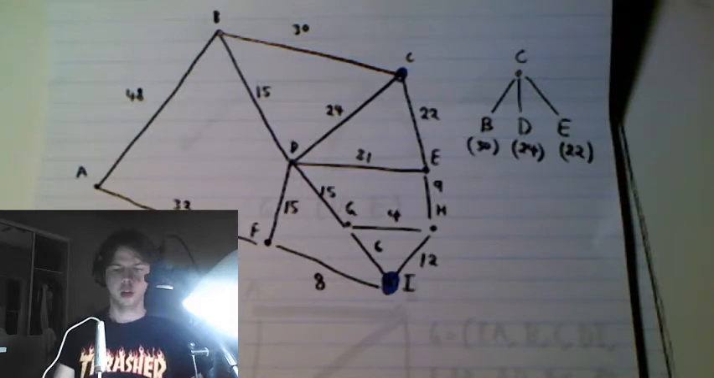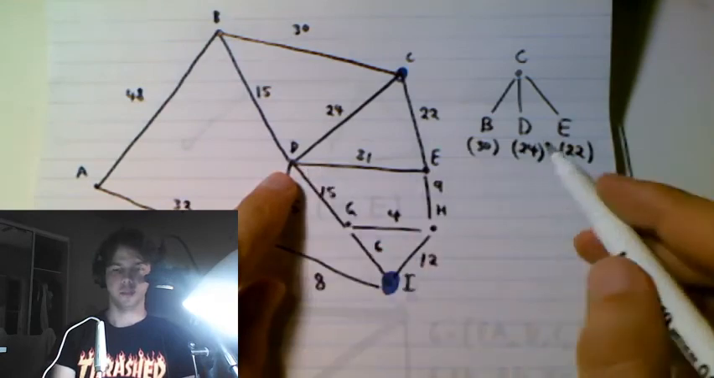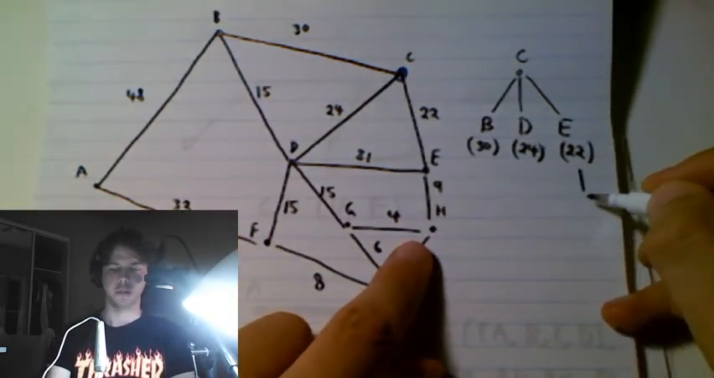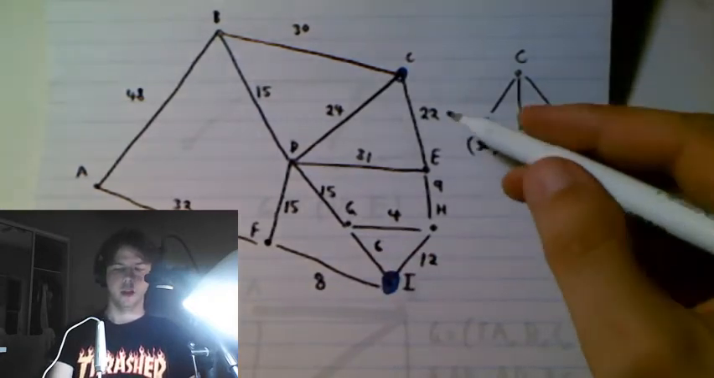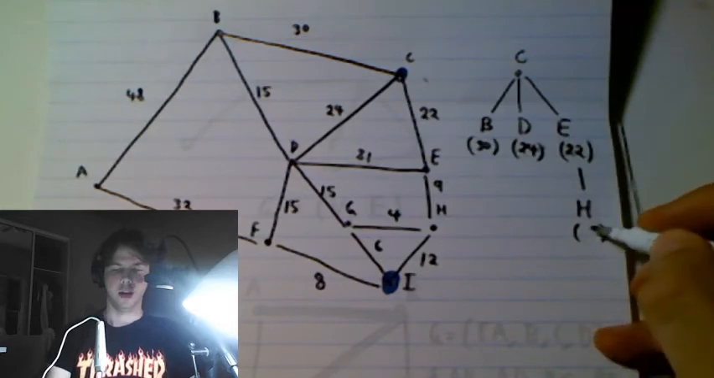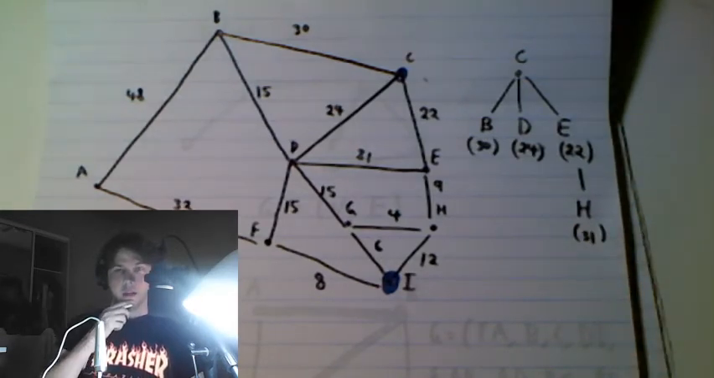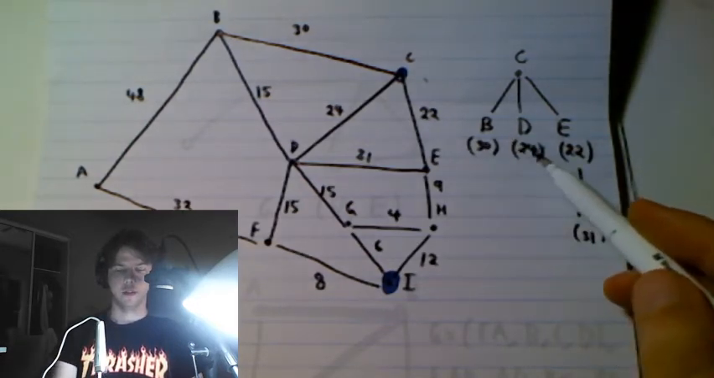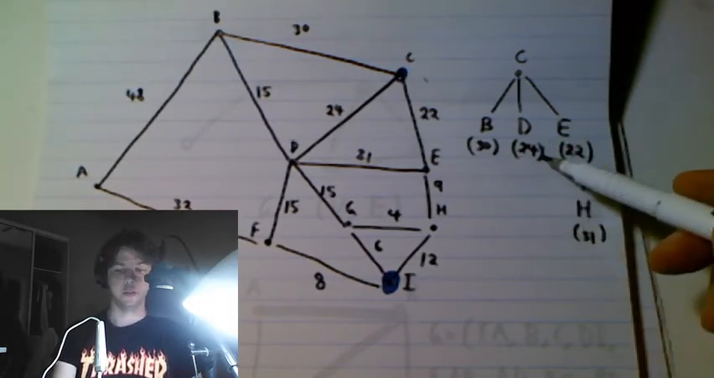Okay, we look at the options from E. From E we could go to D, but that's already been done. That's already an option. We'll go from E to H, and right now the distance is we had 22 and then another 9, so that gets us to 31. Okay, so then we look at our options again. Distance of 30, distance of 24, distance of 31. We'll expand the shortest distance we have, which is 24.